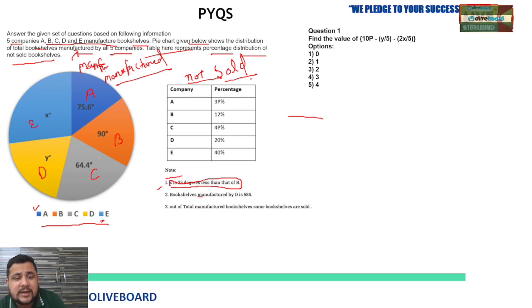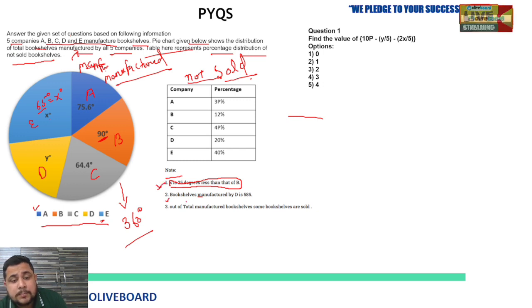Everything is given in the form of degree, angle, and as you all know, a complete circle is 360 degree. Now B is 90 degree, and X is 25 degree less than that. 90 minus 25, so 65 degree. This is the value of X, 65 degree, because 90 minus 25 as per this first point.